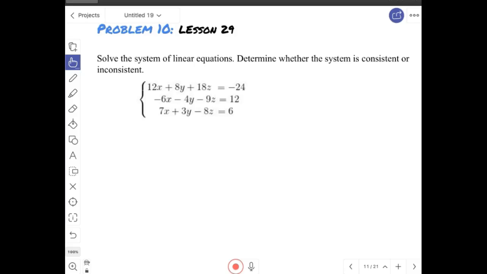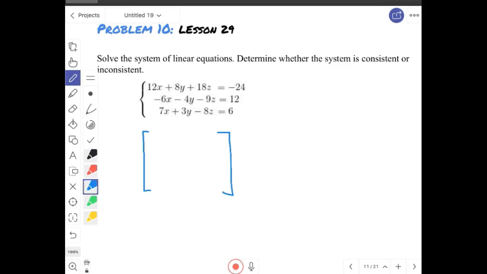Okay, so we have solving systems of linear equations with three different variables, and with our newfound knowledge, we can take this problem and solve it using matrices. So if I want to set this up as a matrix, remember we need to have a 3 by 3, which is going to be our x, y, and z coefficients. So that's going to be 12, 8, 18, negative 6, negative 4, negative 9, 7, 3, negative 8.